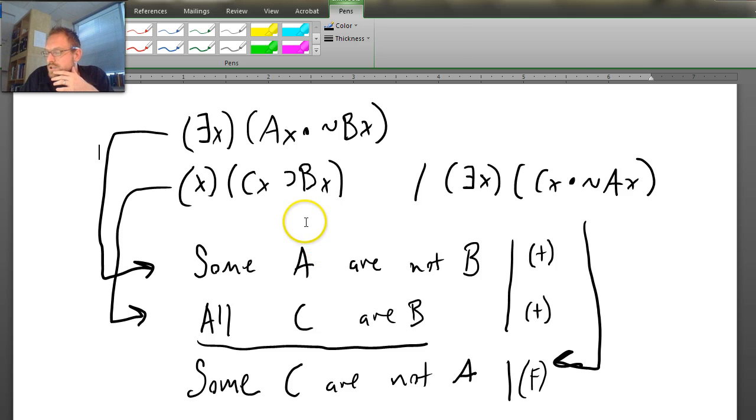So let's start with this one. Remember, these have to be true premises and an obviously false conclusion here. So let's imagine this first premise says that some animals are not mammals. So let's write that in here.